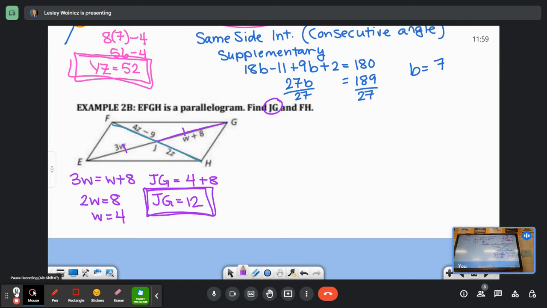Okay, so for FH, we've got something a lot similar. We know that these two are congruent because our diagonals are bisecting each other. So can't I just solve that for z the same way I did this other one? Set them equal to each other. So I've got 4z, no, minus, thank you, minus 9 equals 2z.